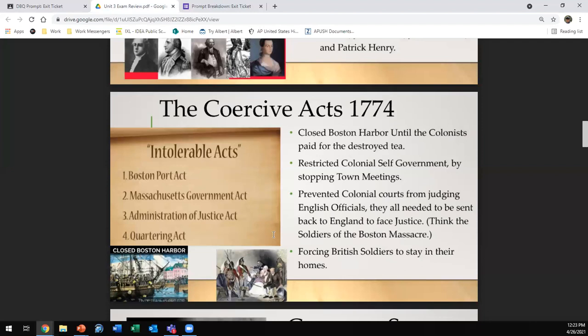And again, if you're not sure, just tell me: I don't know, I'm not sure. But why do you think they're at this meeting with Massachusetts? Give you about 20 seconds. What do you got?